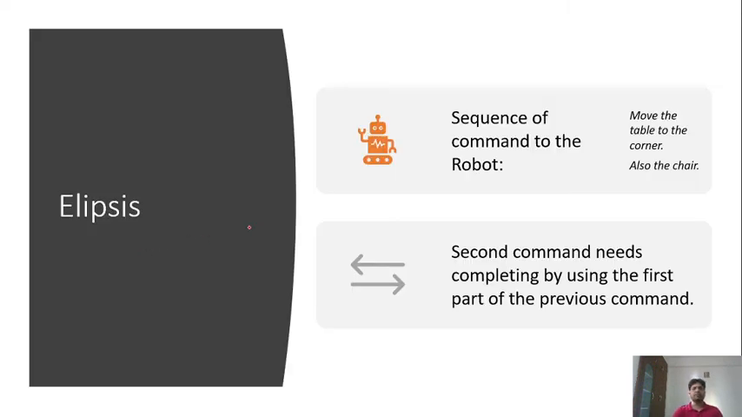Then there is the ellipsis problem as well. It is similar to the co-reference resolution problem. There is a sequence of commands. It says move the table to the corner. Now the second command says also the chair. Will this bot understand that this chair also needs to move to the corner? So the second command depends upon the previous command. This is a sequence of commands or sentences that humans can easily understand, but computers don't. So these are the major challenges.